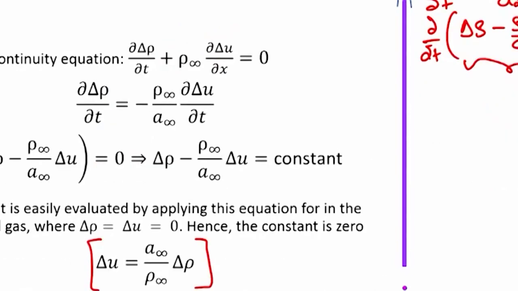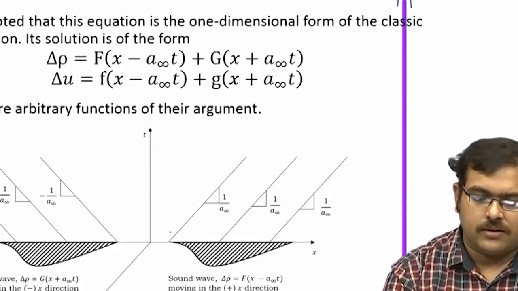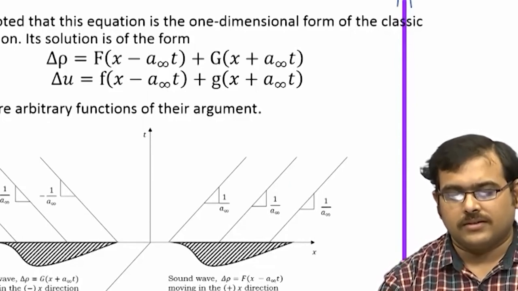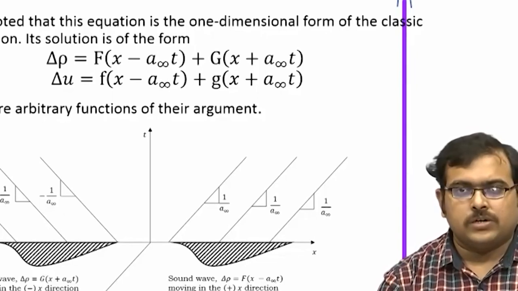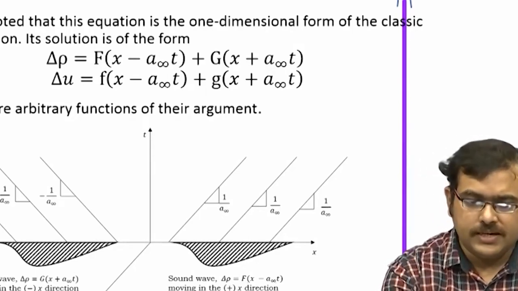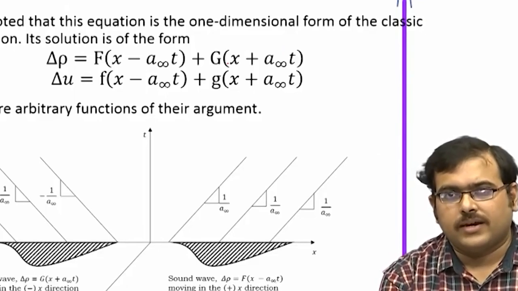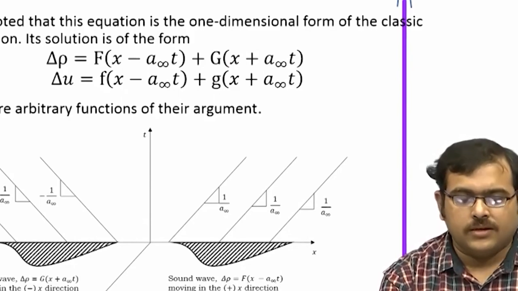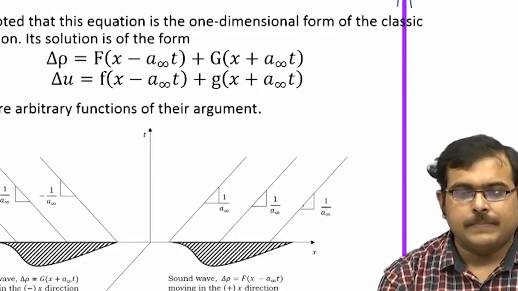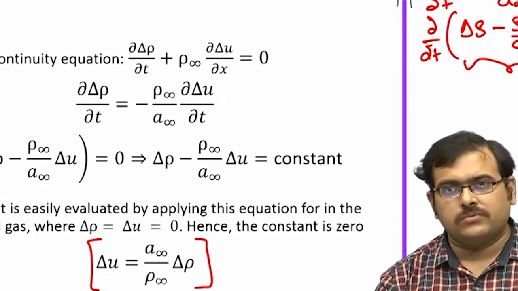Here, if there was an initial waveform, it just propagates along these lines. These are lines of propagation. They are also known as characteristics. And this methodology, the way they propagate along certain lines known as characteristics, will be very useful when we look at finite amplitude waves. Here x minus a infinity t and x plus a infinity t represent two sets of characteristics, okay, along which the solution propagates. Since a infinity is constant here, these characteristics are straight lines. But when we go to finite waves, we will see that that need not always be true. So in the next class, we will go to finite amplitude waves.